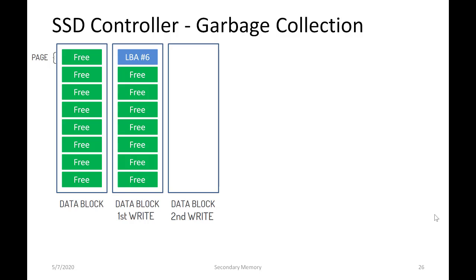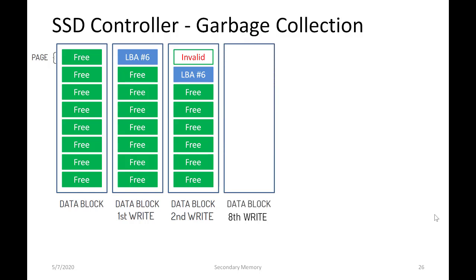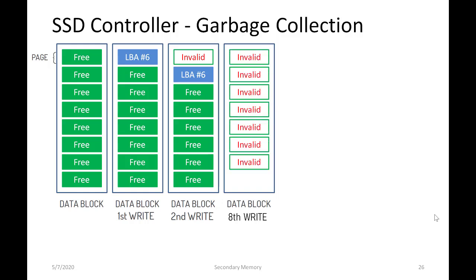Now because we cannot overwrite the first page, the SSD controller picks the second one, which is the immediate free page available to it, and writes the data. The first page will become invalid now, and the remaining pages continue in the free state. Eventually, let's say at the 8th write, the status of the data block would be something like this. The first 7 pages would be in invalid state, and the 8th page will have the current updated data.